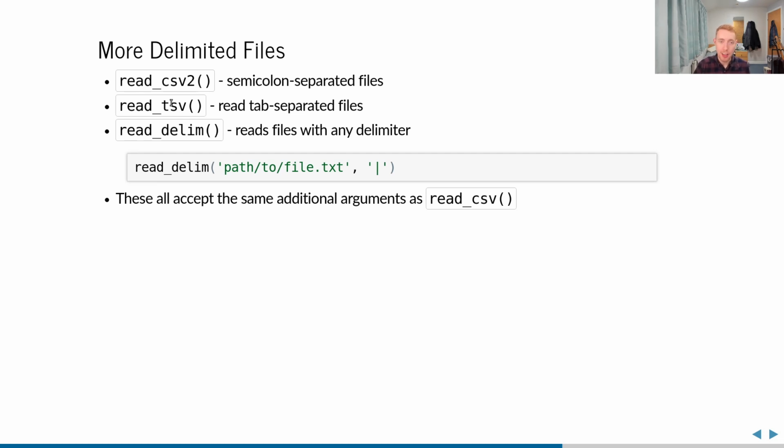There's read_tsv, which is for reading tab separated files. So rather than a comma, we use a tab. And read_delim, which is for any form of delimited file. So it could read tab separated, semicolon, or comma separated. You just have to manually specify what character is being used to split out those different values. And all of these accept the same arguments that we used for read_csv. So col_names, na, skip, comment, those can all be used in these ones as well.